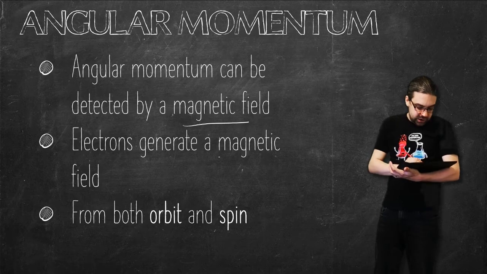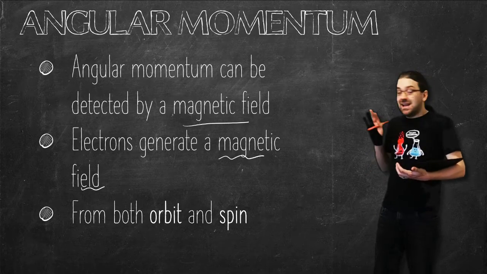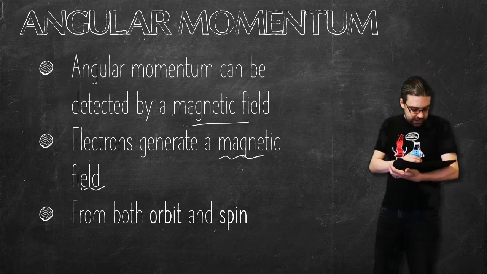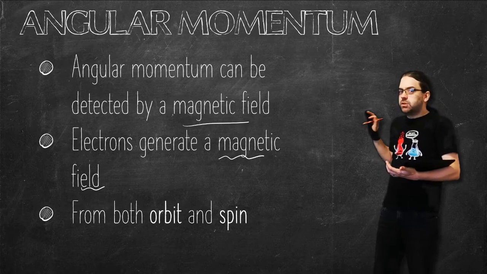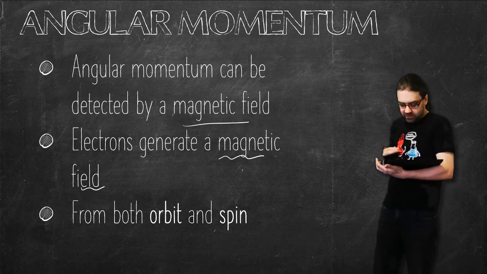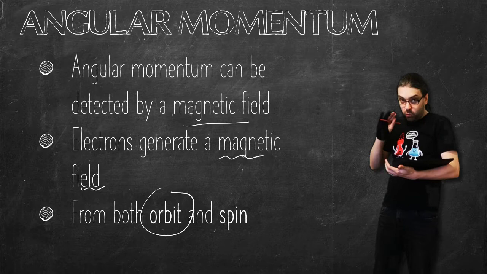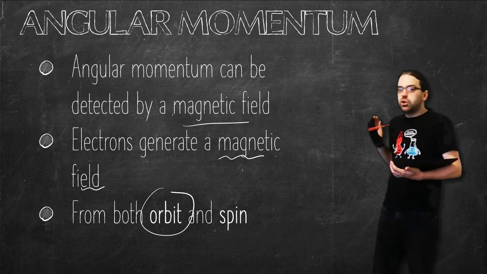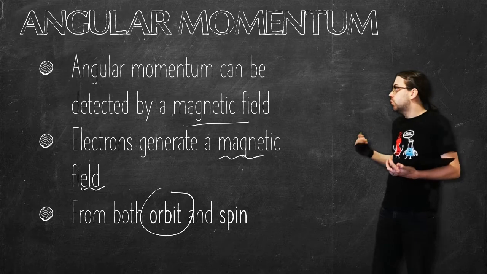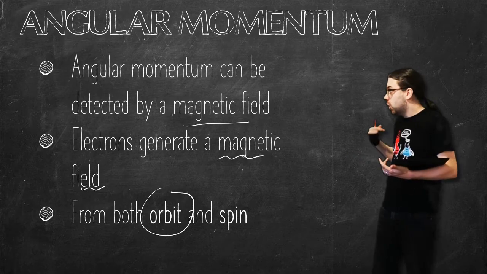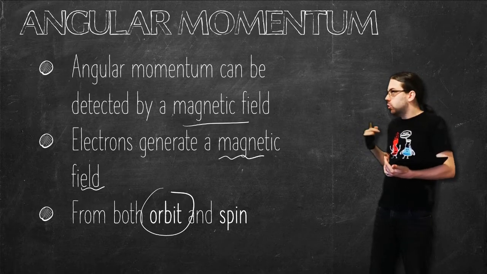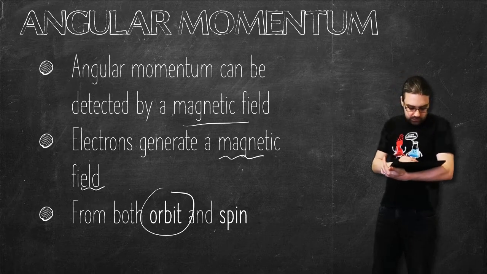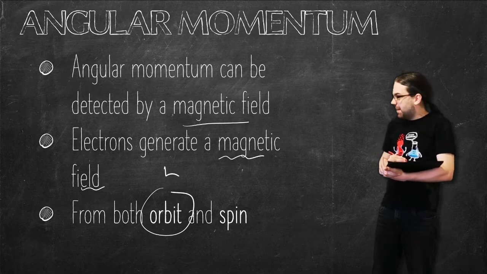The electrons generate that magnetic field, as do protons, and that angular momentum does come from both orbit and spin, although for now we're mostly concerned with orbiting. If you've done atomic spectroscopy, you will come across spin-orbit coupling, where we begin to include both together for a short recap of that.